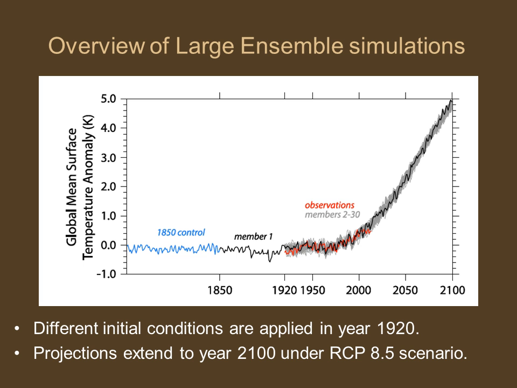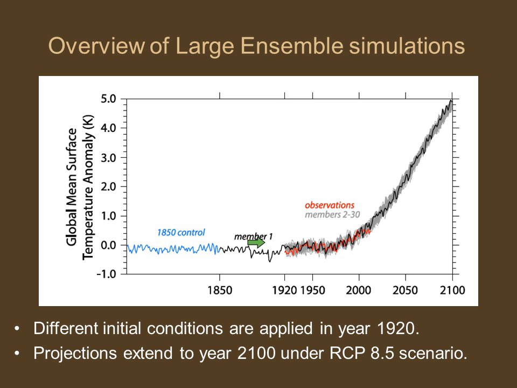And I'm going to use this plot to describe that setup. The gray shade here is the ensemble spread after 1920. And you can see that it follows, well, in this case, the RCP 8.5 scenario. And in this case, there are members 2 through 30 plotted, but I think there are a few more actually produced at the University of Toronto.